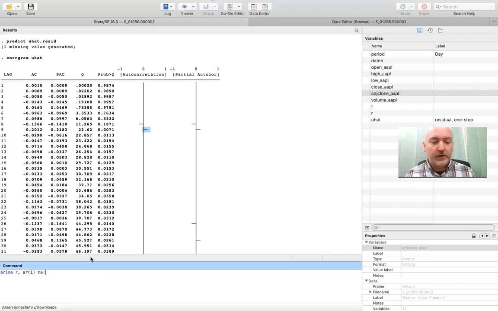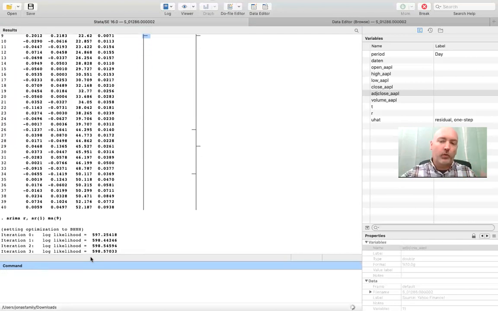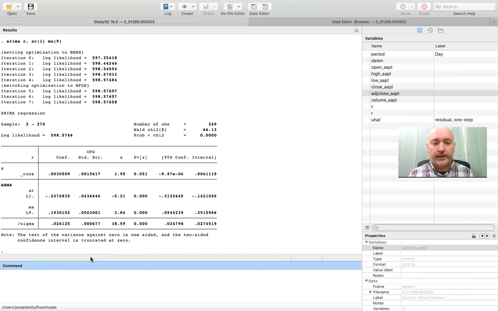And instead of doing moving average lag 1 through 9, we just throw in the 9th lag. So the AR1, that first lag, and then the MA9, just the 9th lag. And we'll let it run. Okay, so our AR term is still significant. Now that MA9, also significant.